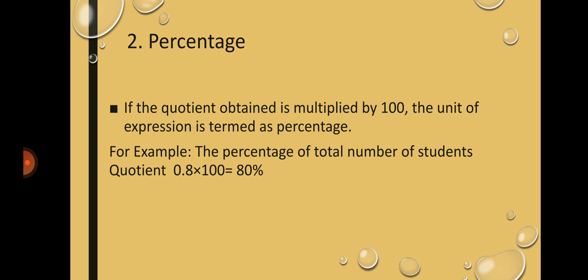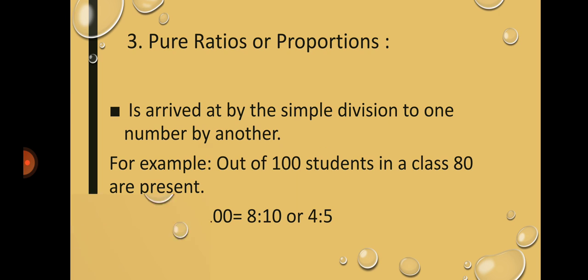You can calculate this in this way also: 80 divided by 100 into 100. Why into 100? Because we are calculating in the form of percentage. The third one is pure ratios or proportion. Pure ratios or proportions will be arrived at by the simple division of one number by another.